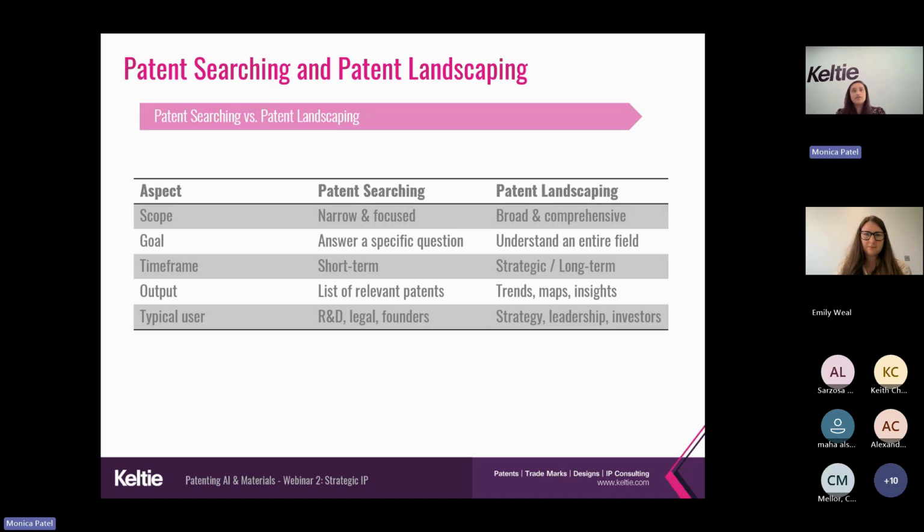The output of patent searching is often a list of relevant patents, which we would then review and analyze, whereas patent landscaping will come up with trends and insight as outputs. And finally, patent searching is often used by R&D teams and founders of companies to guide next steps, whereas patent landscaping is used more broadly by leadership and investors, for example.